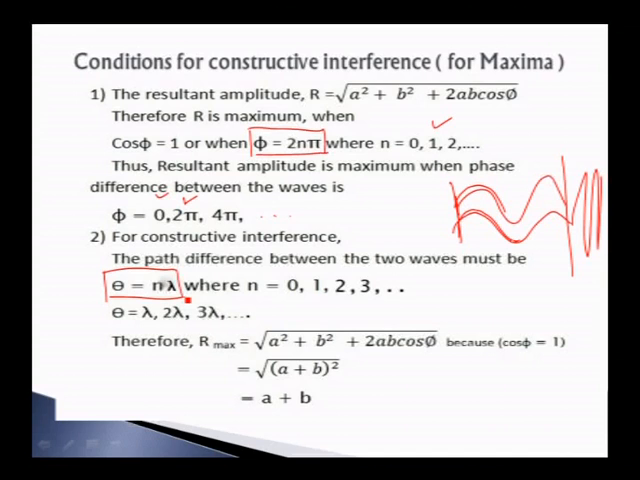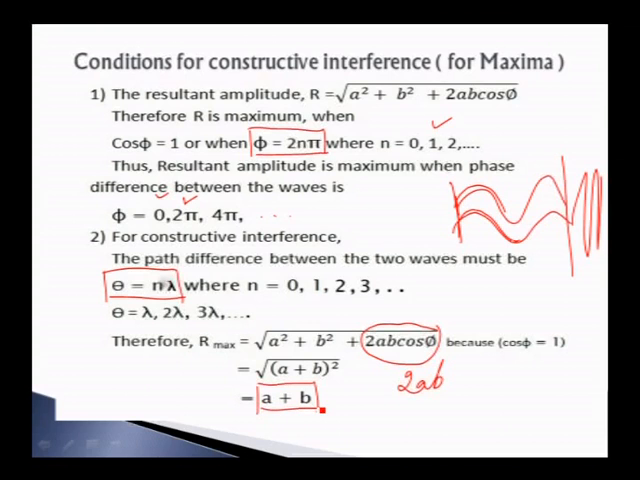Now, let us use the above expression for these values. Consider the first value, when cos of phi is equal to 1, that is at 0. Then this entire expression is going to be 2ab. So you have an expression a square plus b square plus 2ab. This you can write as a plus b whole square. Here the square root and the square cancel each other, and finally you get a plus b.